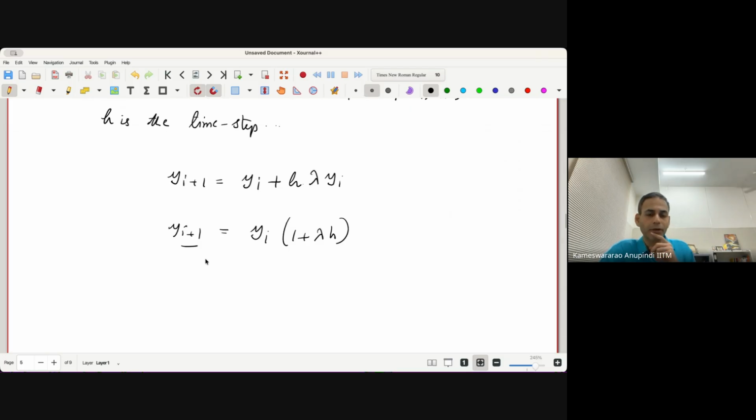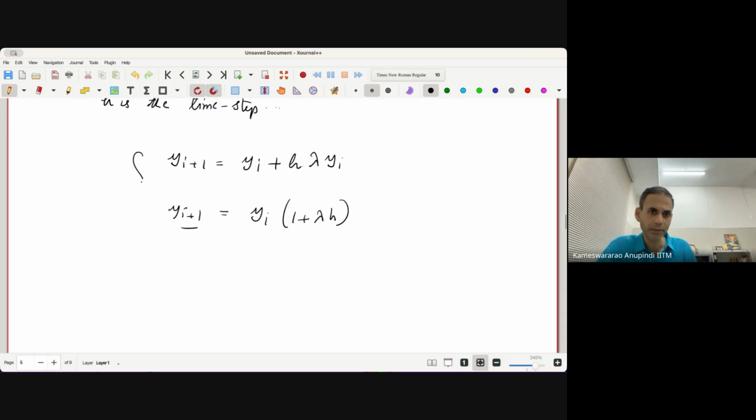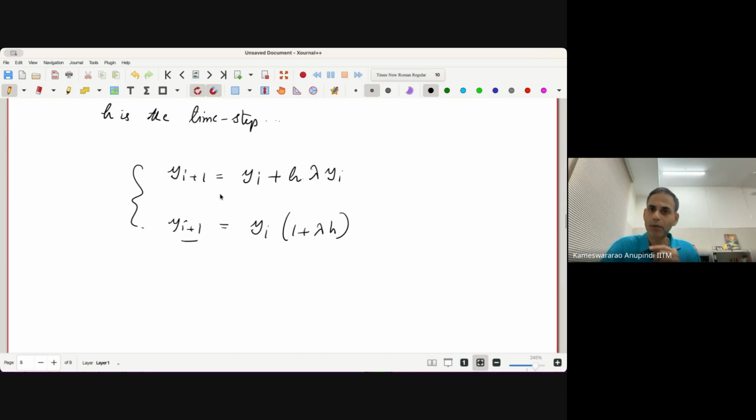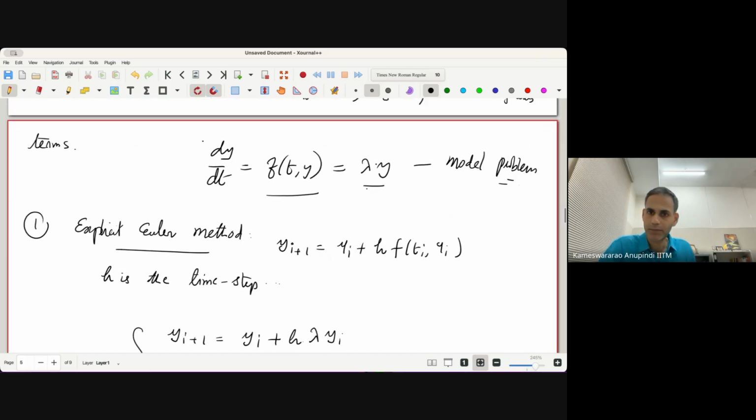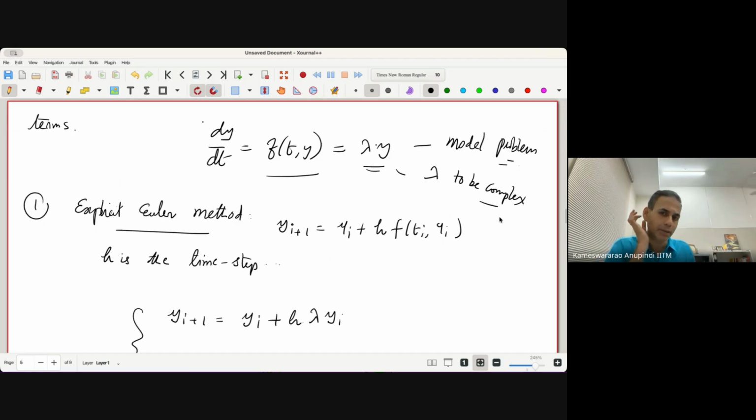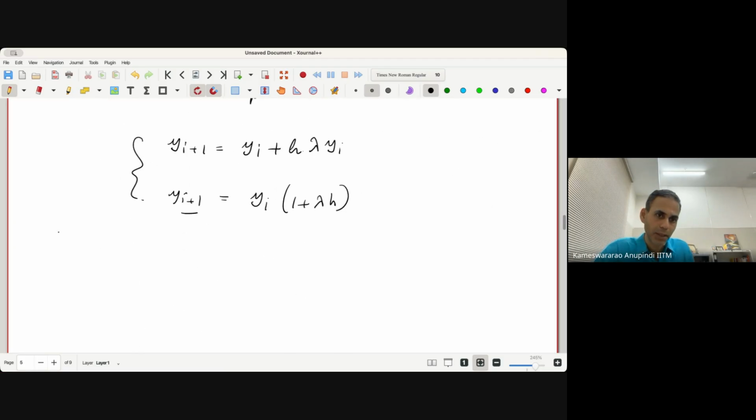Okay, fine. But now this lambda we have can actually be complex. It need not be restricted to simple real values. It can be a complex number as well. So we can write lambda as lambda real part plus i times lambda imaginary part. In certain problems, we will get lambda to be complex instead of a real number.